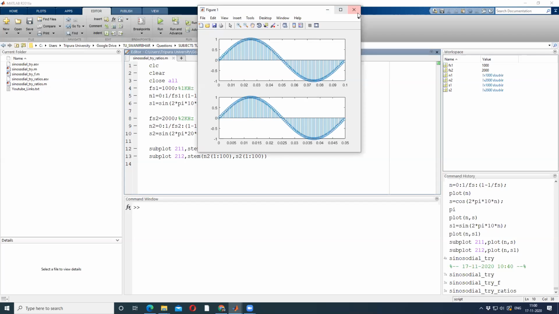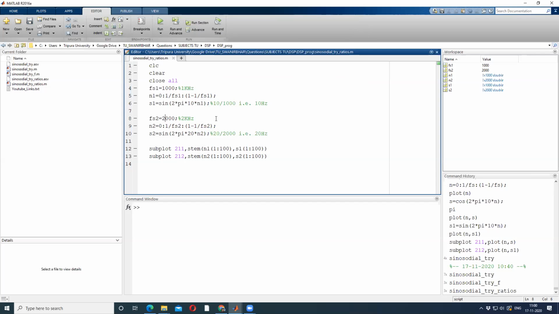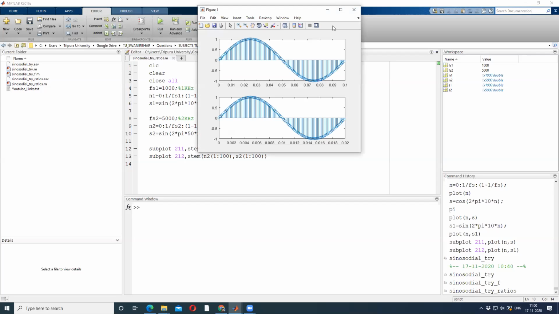Now in case I change that to 2000 to 5000 and make it 50, you get the same thing. So the ratio is the thing that is very important and nothing else.